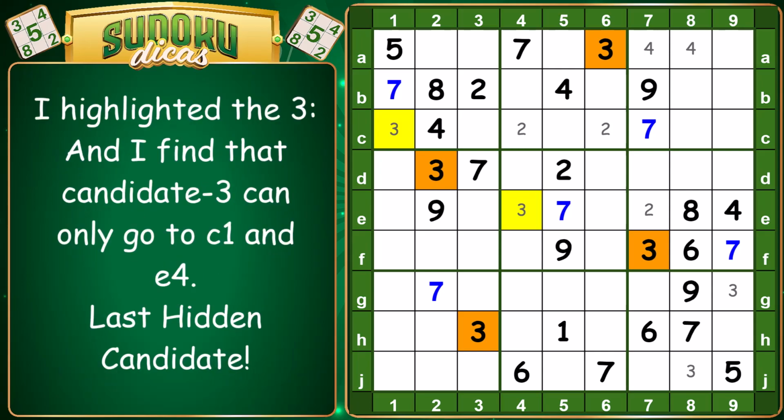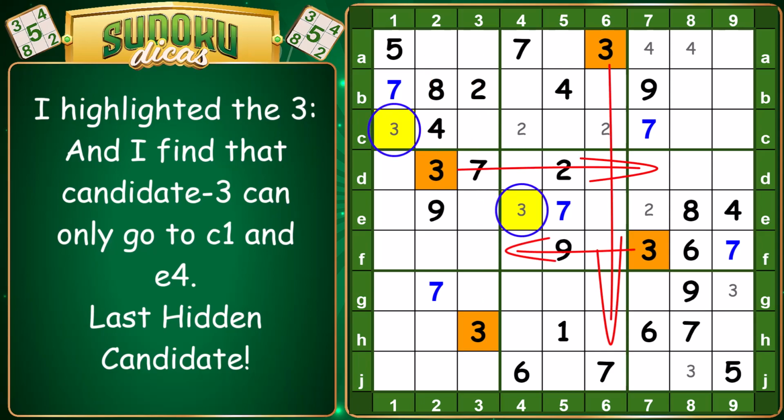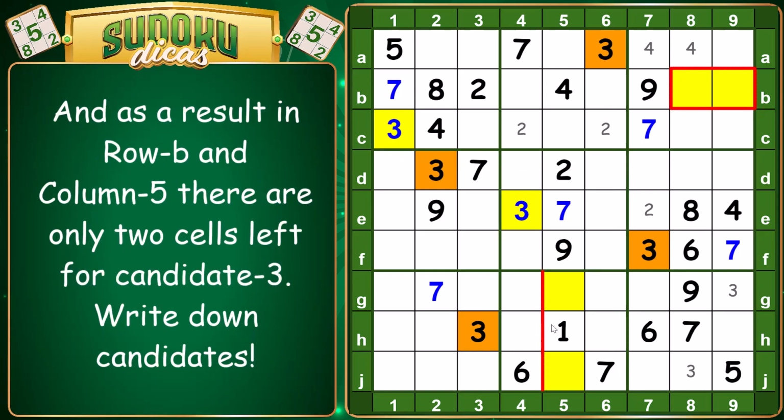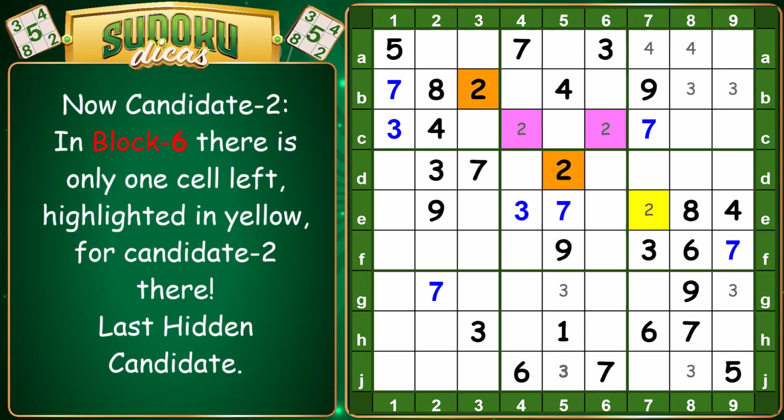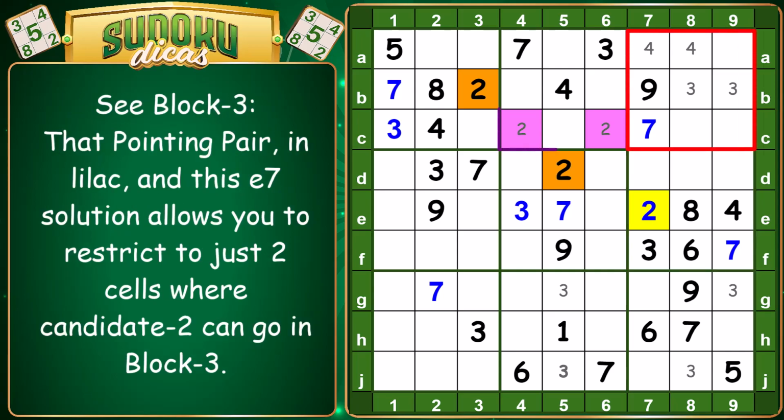I highlighted the 3, and I find that candidate 3 can only go to C1 and E4. Last hidden candidate. And as a result, in row B and column 5 there are only two cells left for candidate 3. Write down candidates. Now candidate 2. In block 4 there is only one cell left, highlighted in yellow, for candidate 2. Last hidden candidate. See block 3, that pointing pair, in lilac. And this E7 solution allows you to restrict to just two cells where candidate 2 can go in block 3.